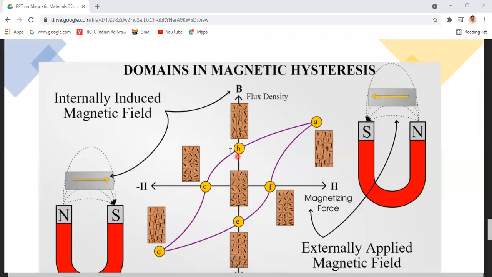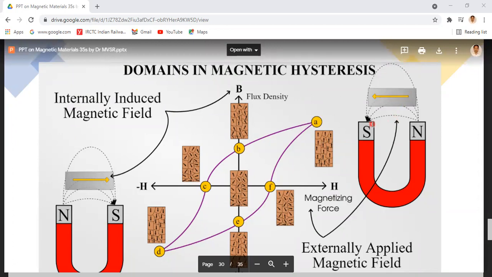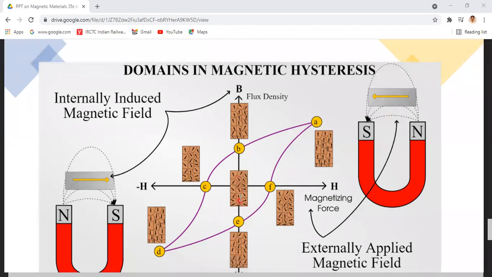In this picture, the domain in magnetic hysteresis, at point A all the dipoles are strongly oriented in the direction of the magnetic field, the magnetizing force applied to the ferromagnetic material. This ferromagnetic material is placed in the external magnetic field. Of course, we have to take a solenoid, but for simplification here, with the help of this magnet, which indicates the external magnetic field, we place a ferromagnetic material within it.